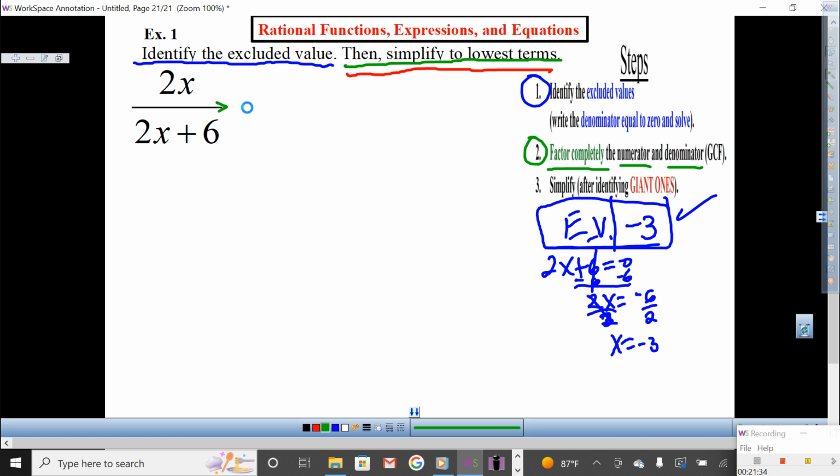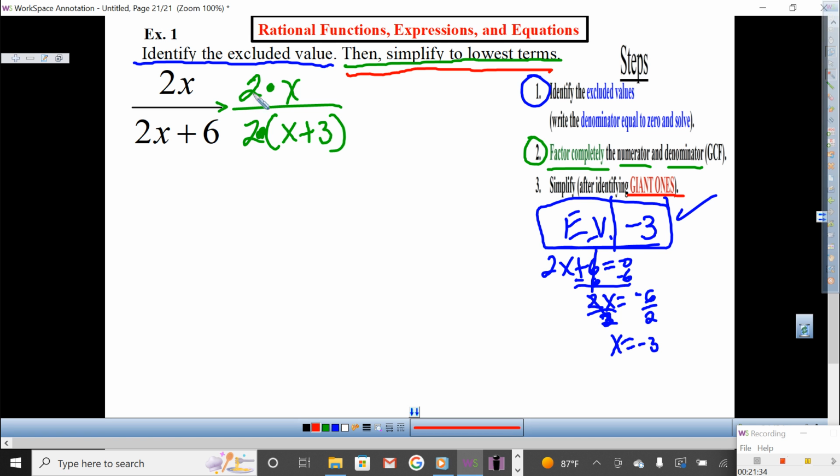So watch. I'm going to start with the denominator. To factor this, my noodle says two things, standard form and GCF, right away, yes? Is it in standard form? Yes. What's GCF? 2. That leaves us with x plus 3. All right, it's factored completely. Let me go to the numerator. Can I factor this anymore? No. 2 times x. So question, do I have multiplication here between these two? Yes. How about between these two? Yes. I go to step 3, identify giant ones.